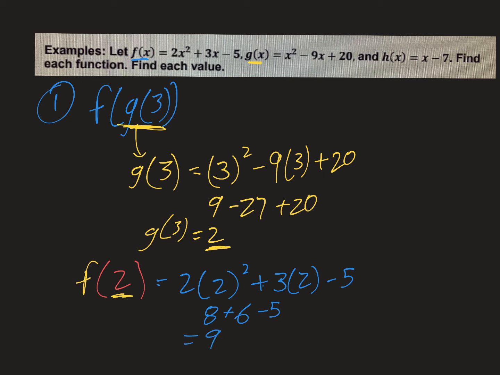and we should get our final result to be 9. So overall, this whole thing that we were trying to calculate, f of g of 3, is going to be equal to 9. Okay, and that, guys, is how we do function composition. All right, let's try one more of these real quick.